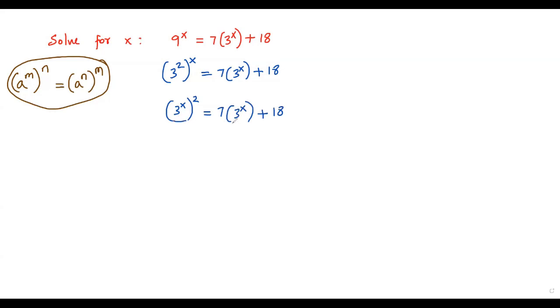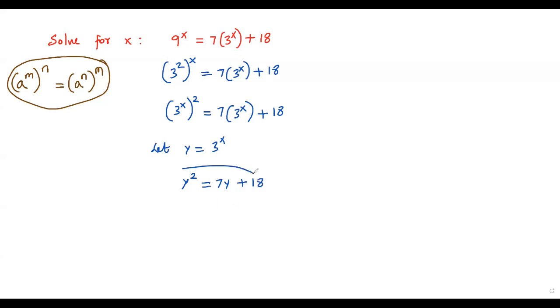Okay, here I have 3 to the x power, here I have 3 to the x power. So now I'm going to assign a new variable for this 3 to the x power to make the solving process easier. So let me assume y equals 3 to the x power. So wherever we find 3 to the x power, we can plug in y for that, because we have assumed y equals 3 to the x power. So this 3 to the x power can be replaced by y, and we have exponent 2 over here, so it will become y squared. 7 times, we can plug in y for this 3 to the x power, then it will become 7y plus 18.